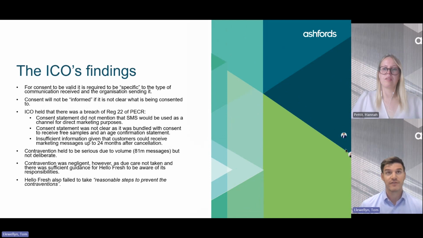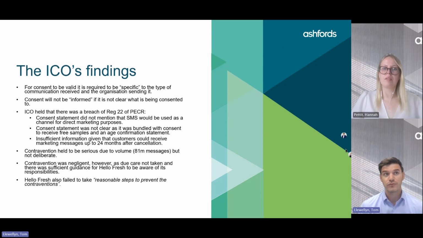HelloFresh provided the ICO with evidence of consent, but the ICO did not agree that there was sufficient compliance with the regulations. So the ICO held that for consent to be valid, it was required to be specific to the type of communication received and the organisation sending it, and consent will not be informed if it is not clear what is being consented to. So in this instance, it was held that there was a breach of Regulation 22 of PECR because the consent statement did not mention text messages would be used as a channel for direct marketing.